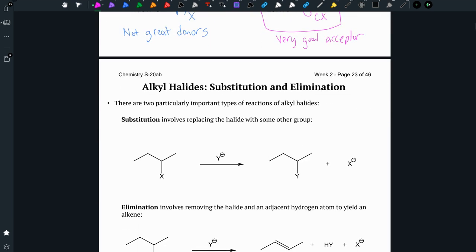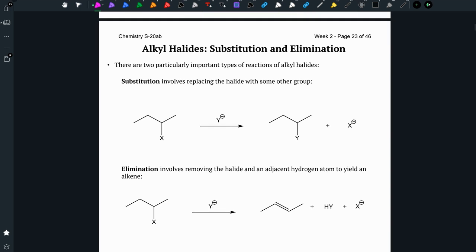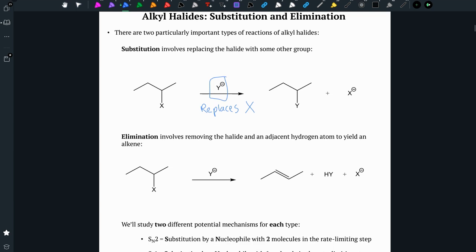So there are going to be two categories of reactions that alkyl halides do very readily. One would be a substitution. Substitution just means we're adding in some group. We call it Y here, and it essentially replaces X. So substitution makes sense, where we just replace what we're looking at.